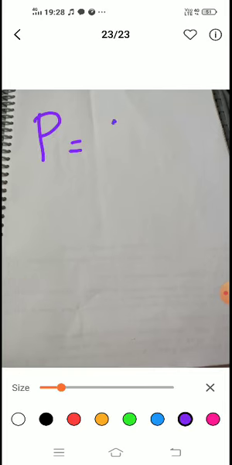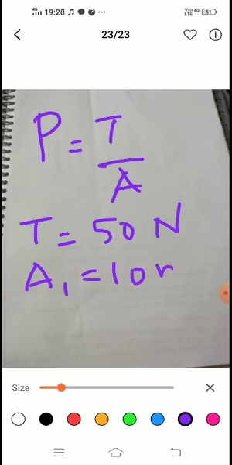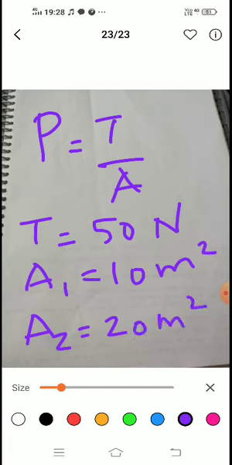Pressure is equal to thrust by area. Let me take my thrust as 50 newtons. For area, I'm going to use two areas: one is 10 meter square, and the other area, let me take as 20 meter square. So this is the condition.